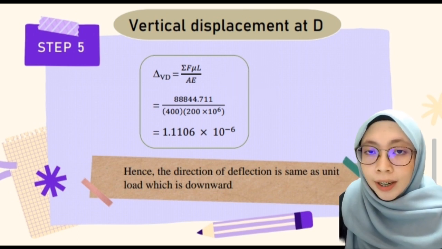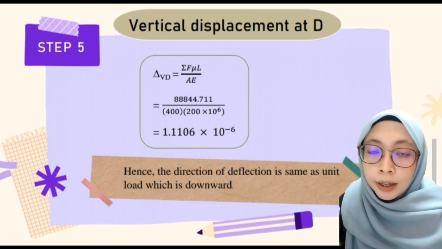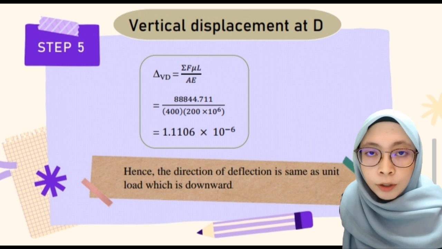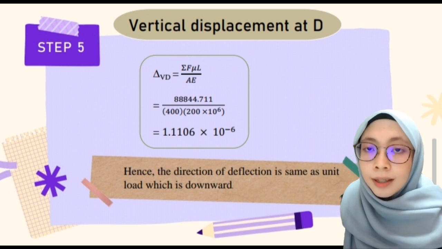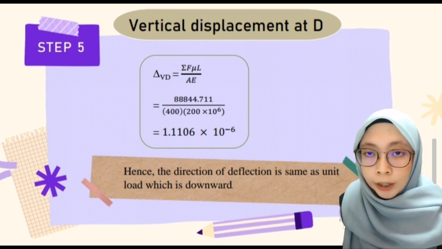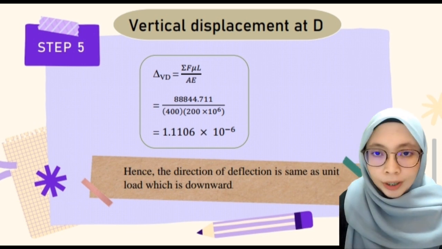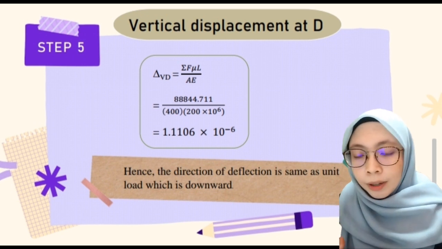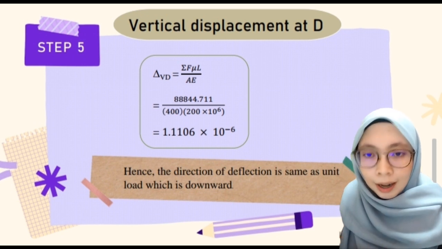Then we get the vertical displacement at point D is 1.1106 times 10 to the power of negative 6. Hence, the direction of the deflection is the same as the unit load, which is downwards. So that's all from me. For the next slide, I will pass to Haris.